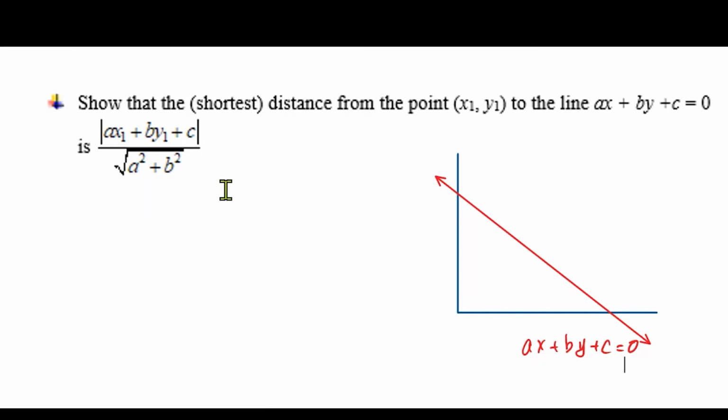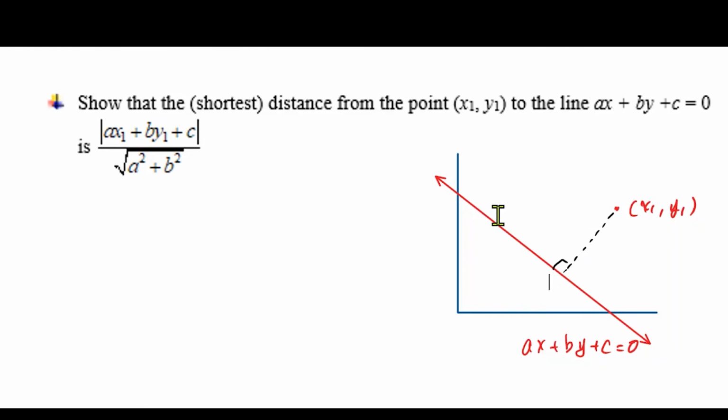And then here is a point, x1, y1. This is a fixed coordinate given by the problem, and this equation a, b, c will be given by the problem. Now we have to calculate the shortest distance, and the shortest distance has to be this one. This is our D. You know what I'm saying? Perpendicular.